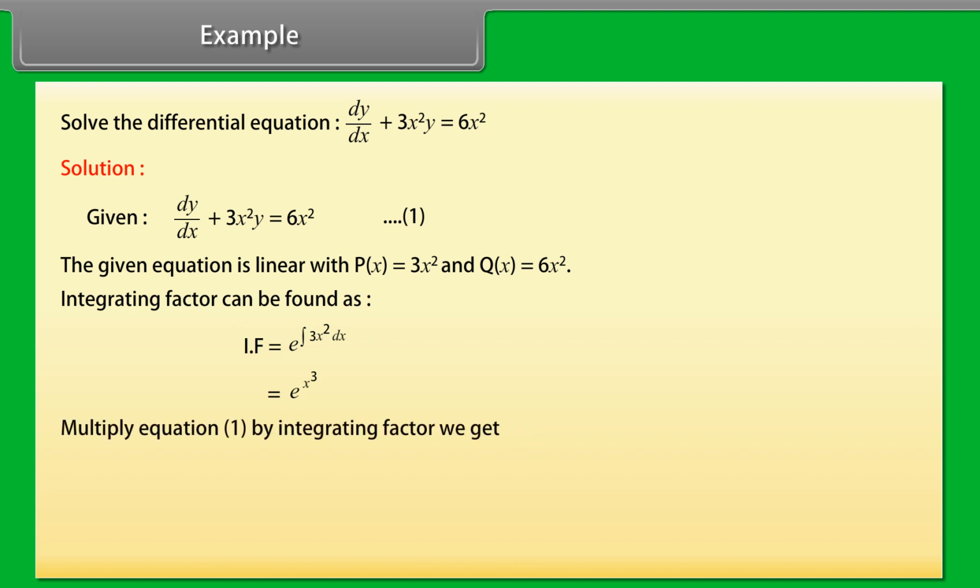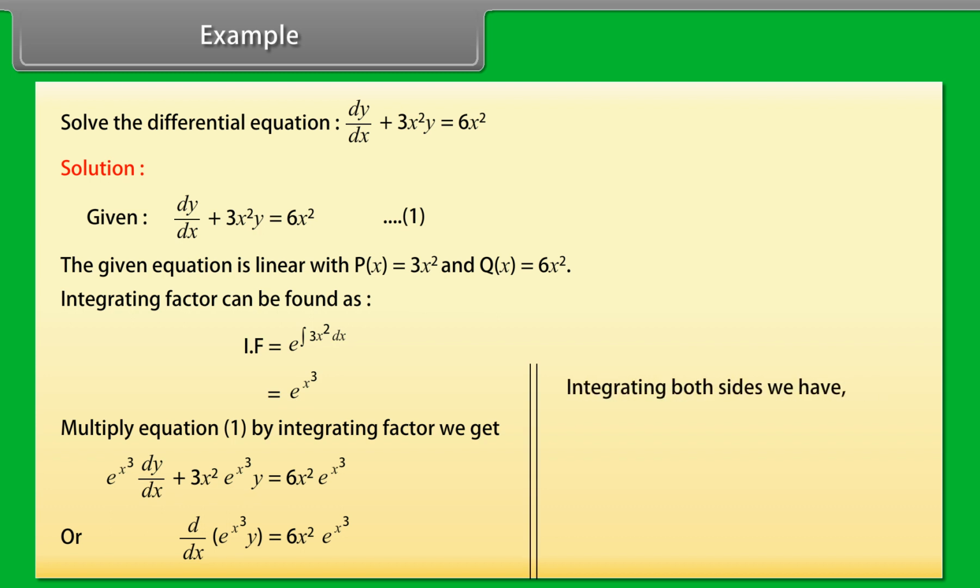Multiply equation 1 by integrating factor, we get e raised to the power x cube into dy by dx plus 3x square into e raised to the power x cube into y equals 6x square into e raised to the power x cube, or d by dx of e raised to the power x cube into y equals 6x square into e raised to the power x cube.